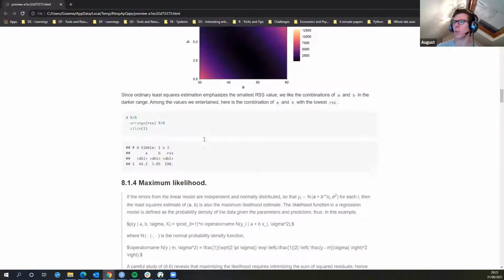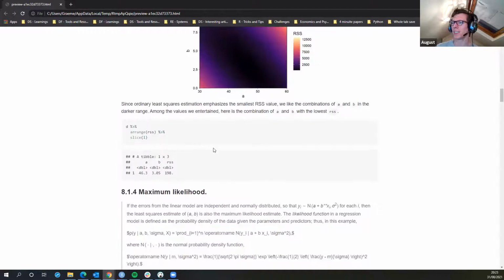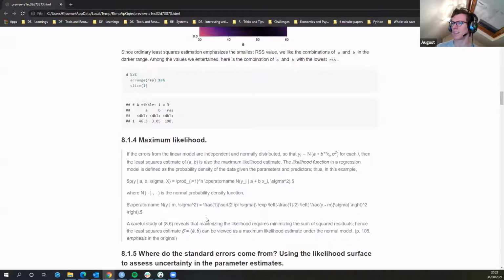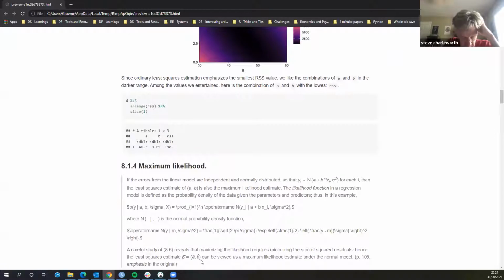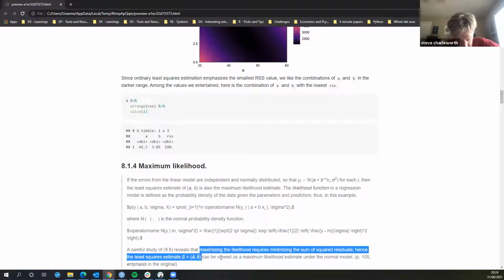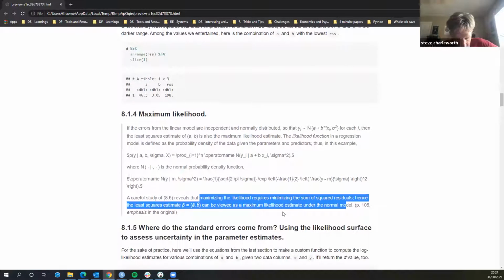Oh, sorry, is that kind of what that's showing? Is that what it's saying? Careful study of, blah blah blah. Yeah, I think it's just saying that it does end up being equivalent to sum of squares, because although you're multiplying out the likelihoods, they're exponents, so you're actually summing them all. So yeah, I think that's why that ends up working out. That's how I interpreted it anyway.